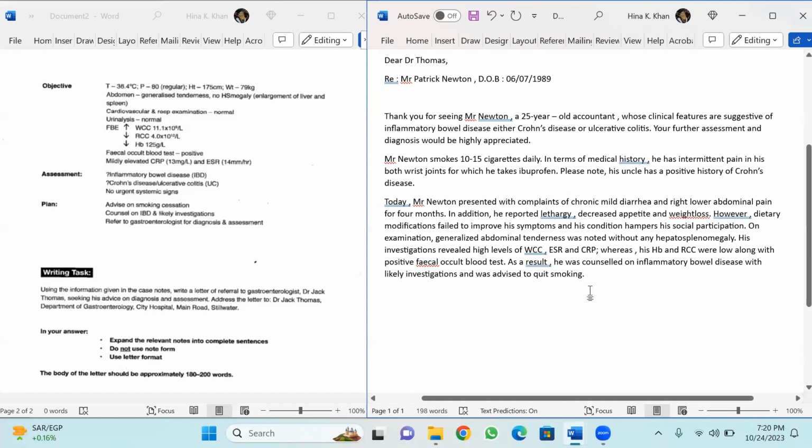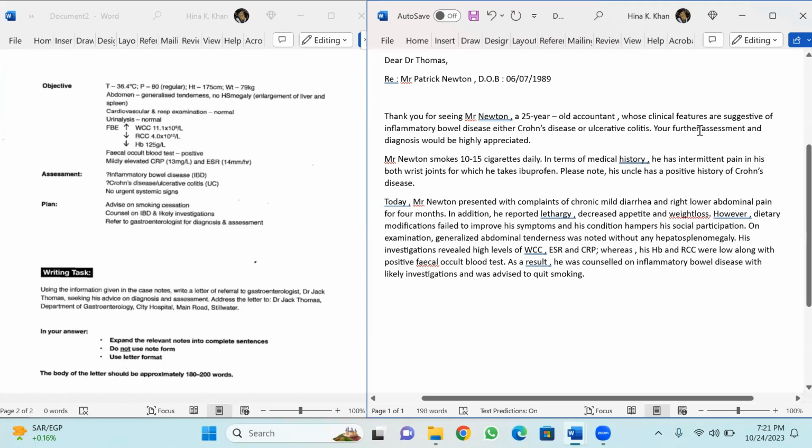Now we are writing the last paragraph, that's the conclusion paragraph. Till here, your body, all of this will count in your letter. Now what you can write is, as I haven't written 'refer' here because I'm referring, you can use refer in the conclusion. Mr. Newton is referred to you for further evaluation and confirmation of his diagnosis.